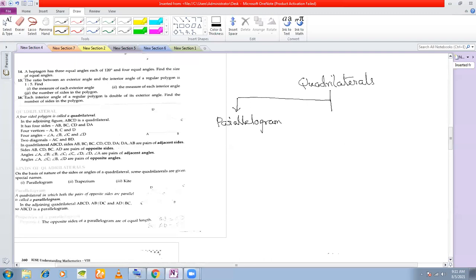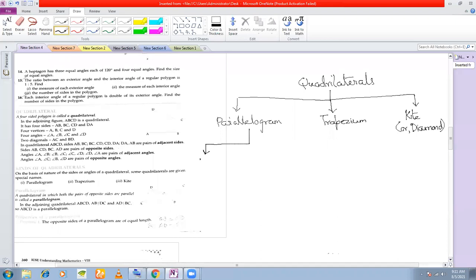Next is trapezium. And the third type of quadrilateral is a kite, sometimes also called a diamond. So majorly there are three types of quadrilaterals: parallelogram, trapezium, and kite. Now you will say that rhombus and squares are also quadrilaterals. Yes, they are special types of parallelograms.